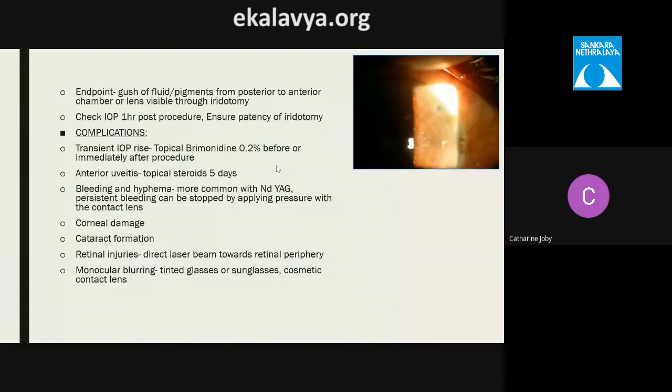We have to check the intraocular pressure 1 hour after the procedure and ensure the patency of the iridotomy. The most important complications are transient IOP rise, which can be counteracted by topical brimonidine before or immediately after the procedure. Anterior uveitis, for which we have to prescribe topical steroids for 5 days. Bleeding and hyphema during the procedure. Persistent bleeding can be stopped by applying pressure with the contact lens. Corneal damage, cataract formation, retinal injuries, and monocular blurring are other complications.